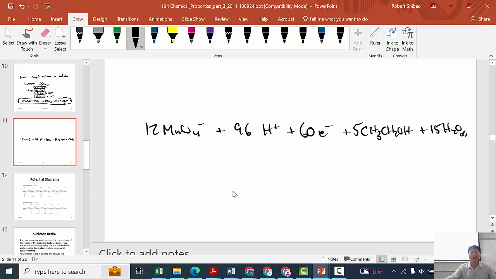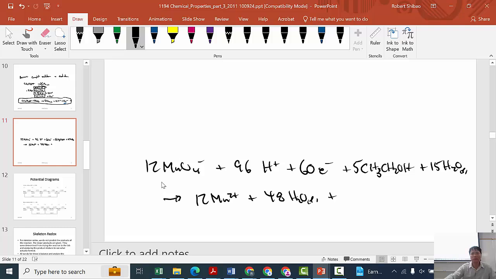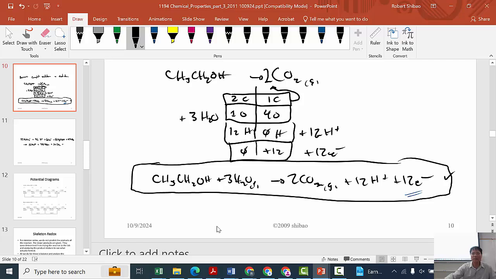Move that up. Okay, then this is going to yield the products. So then I had 12 Mn2+. And then I had, no, 4 waters. 4 times 12 is 48, so 48 H2O liquids, plus how many CO2s did I have? 2 times 5 is 10 CO2s, plus 60 H+ plus 60 electrons.